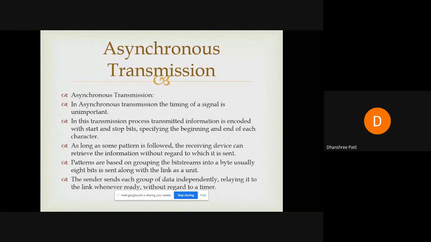What are the examples of it? Can anybody remember? I have told you the examples of asynchronous transmission. Yes, what is the example of asynchronous transmission where the timing is not required or not that important? Telephone. Telephone. How is it possible? Timing is not required?